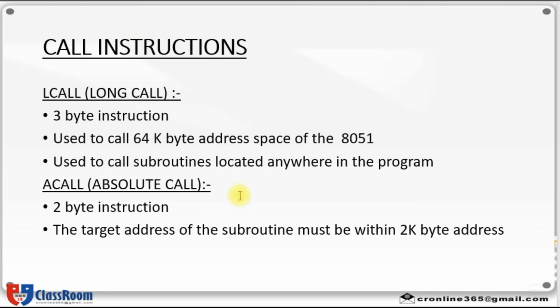Then next is ACALL. ACALL means absolute call. Absolute call is a 2-byte instruction. For this instruction, the target address of the subroutine must be within this 2 kilobyte address range.